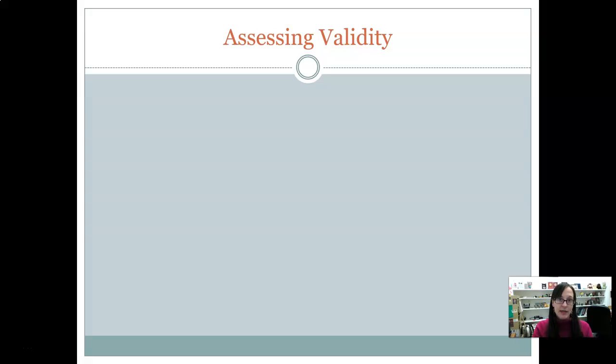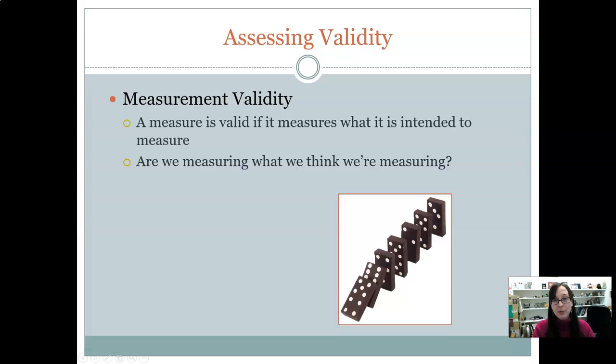How do we assess validity once we come up with our variables? Once we operationalize our variables, then we have to make sure that we are measuring what we think we're measuring, which is what measurement validity is. So a measure is considered to have measurement validity if it measures what it is intended to measure. So are we measuring what we think we're measuring?